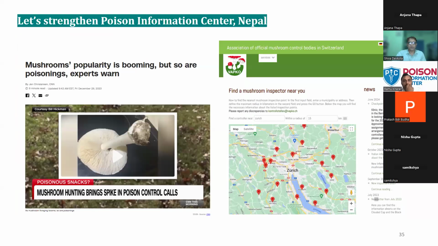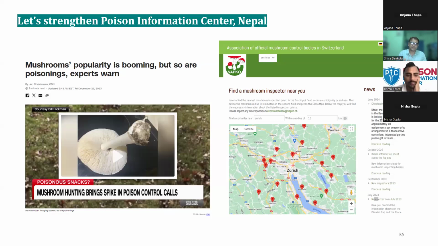And apart from that, it is really very nice that now we have a Poison Information Center in Nepal. I worked for 9 years in Switzerland, and there we could find mushroom inspectors everywhere in Switzerland. Whenever people collect mushrooms, they used to ask the inspector whether it is edible or not.